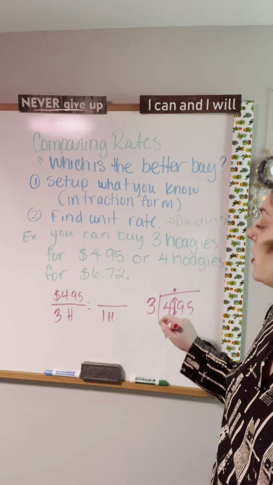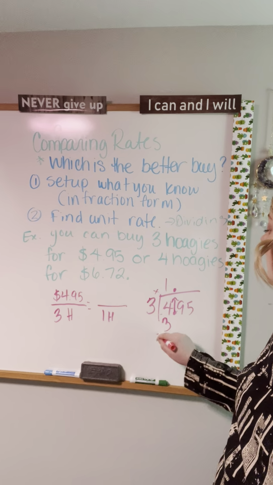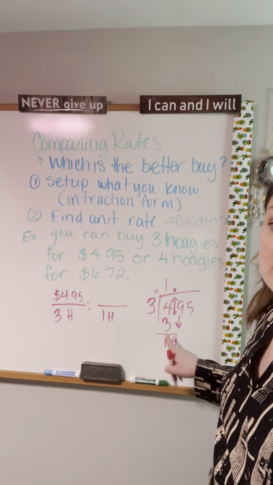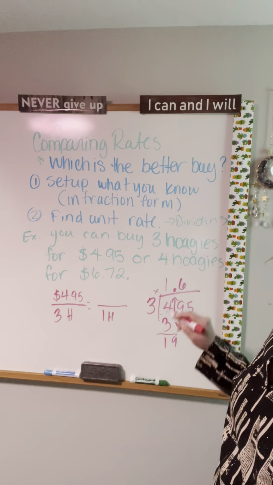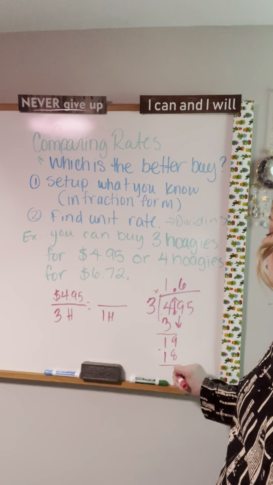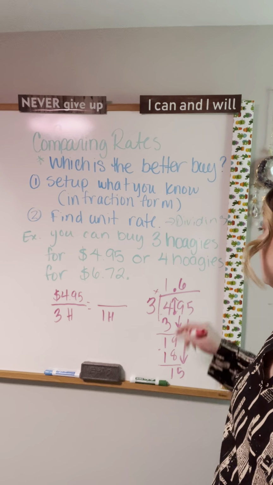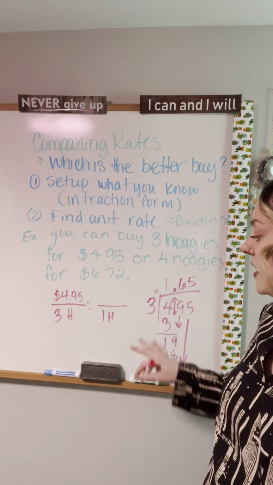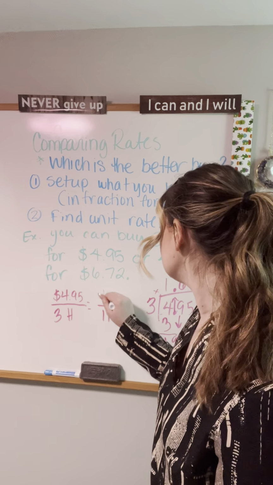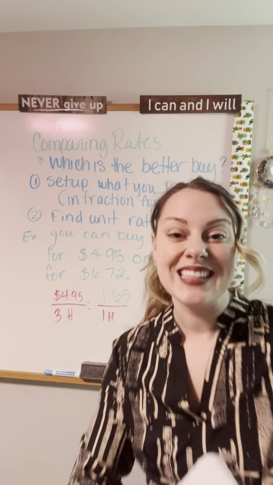3 goes into 4, 1 time. 3 times 1 is 3, I'm left with 1. I bring down my 9. 3 times what gets you close to 19? 6. 3 times 6 is 18. I subtract, I'm left with 1. I bring down my 5. 3 goes into 15, 5 times evenly. I'm not going to finish that. So this one sandwich is $1.65. I wish hoagies were that cheap. Okay. All right. Give me a second.